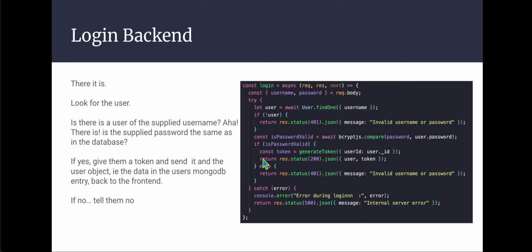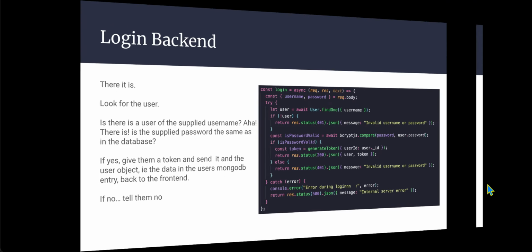So, login backend. We just look for the user. Is there a user of the supplied username? Aha, there is. Is the supplied password the same as in the database? If yes, we give them the JSON web token and send it back to the front end. And if no, then nope. That's basically it. JSON web tokens, might I say, are just so useful. They played a big part in getting this thing together.